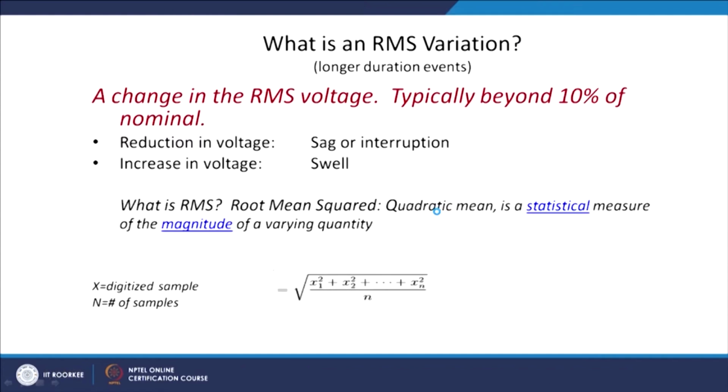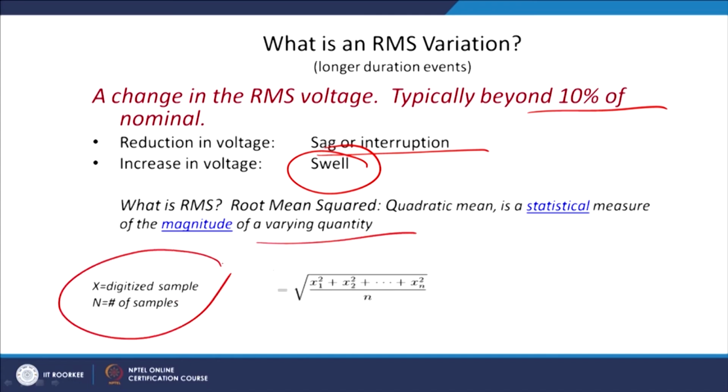Based on that, we have sags and swells, which we have discussed in detail. Typically it is beyond 10% of the nominal value: a decrease is a sag or interruption, and an increase in the voltage is called a swell. Where RMS, what is RMS? Let us define it; you know that it is root mean square. The quadratic mean is a statistical measure of the magnitude of a varying quantity, where x is a digitized sample, you have n samples, and that value is your RMS value.